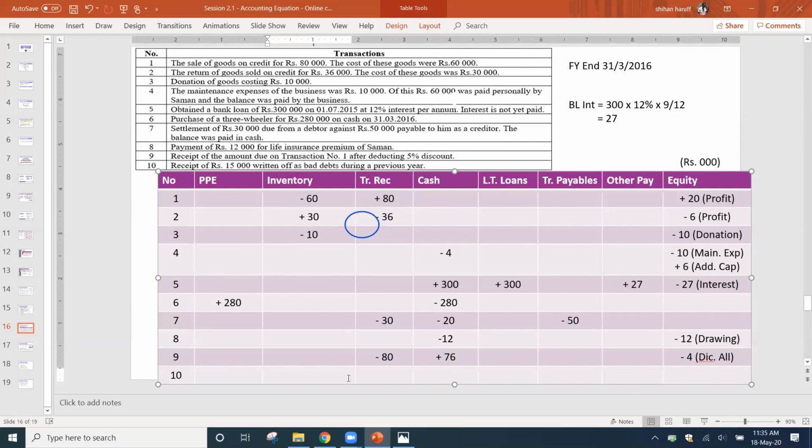Now that debtor suddenly comes and pays his due, 15,000. So we are getting cash 15,000. Cash account, debit, cash increase. And this is considered as other income. We consider it as an additional income. Sudden income. So that completes the transactions.